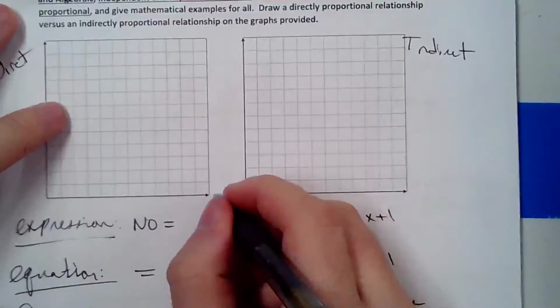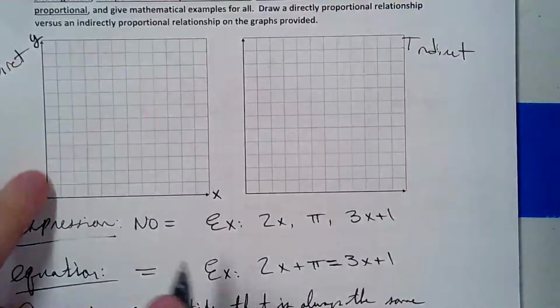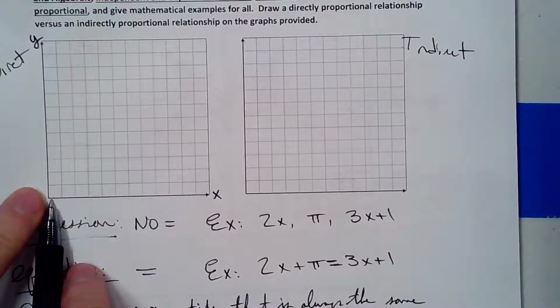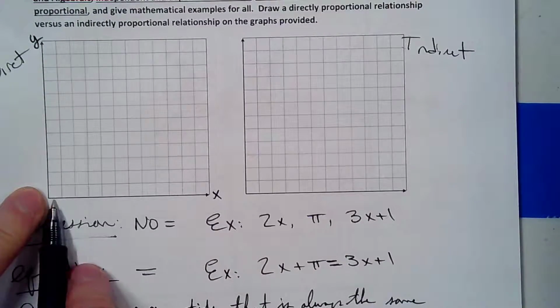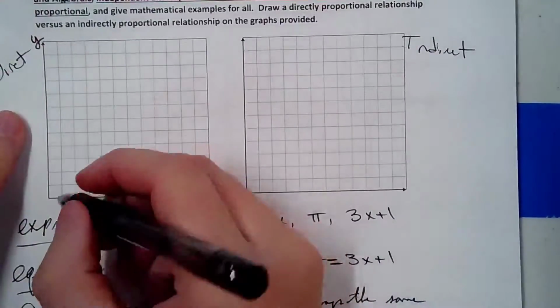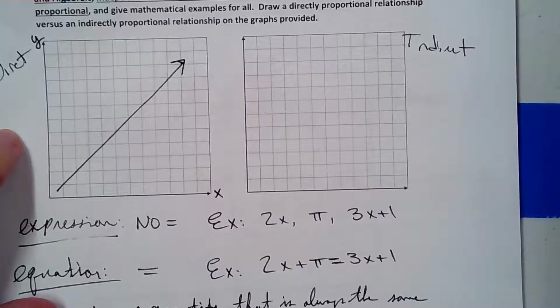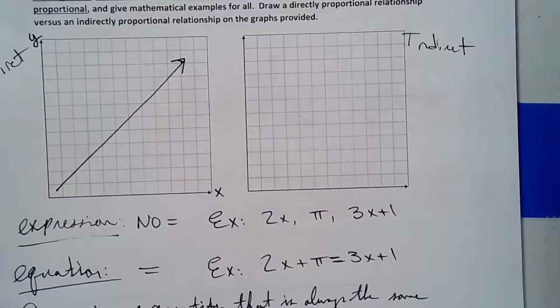Direct. So here's the x-axis, here's the y-axis, right? As x goes up, y is also going up. So x going up means to the right, so we're going to the right while we're going up. Draw an arrow that goes to the right and up. Does that make sense? Yeah. That's direct correlation. Direct relation, right?